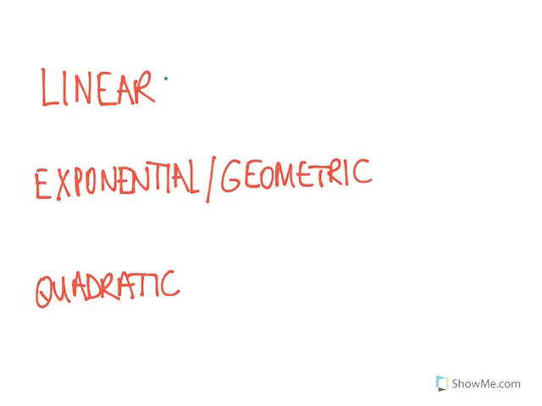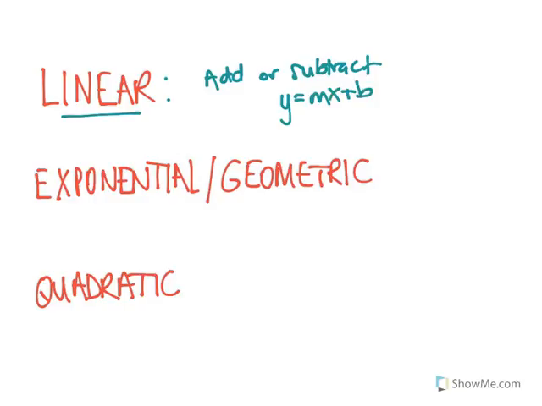Linear patterns are patterns where you add or subtract the same amount each time. So that means when you're finding the pattern, you're either adding or subtracting the same amount as you get from the first term to the second term. The equation that we use in order to find a linear pattern is y equals mx plus b, where m is the slope or how you continue, and b is where you start.